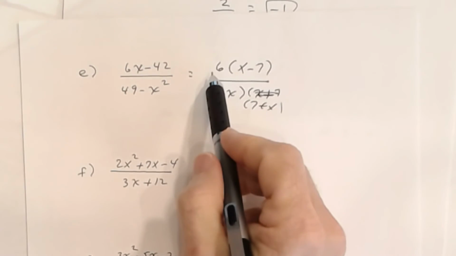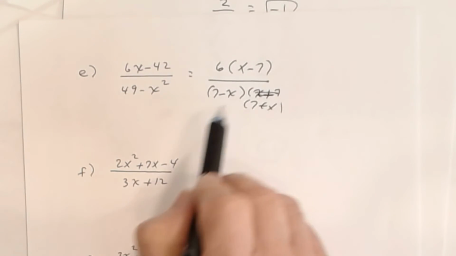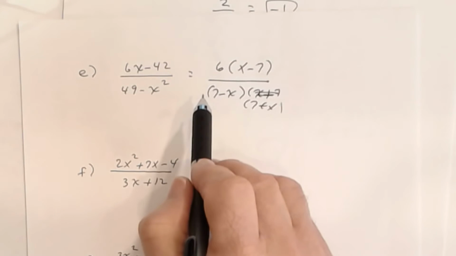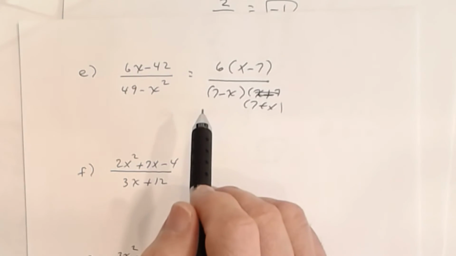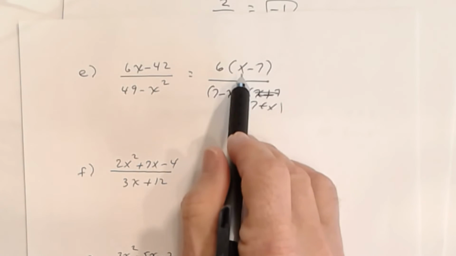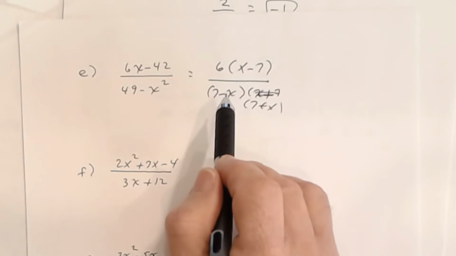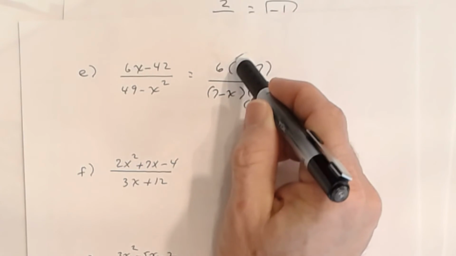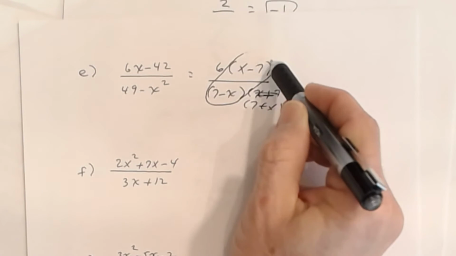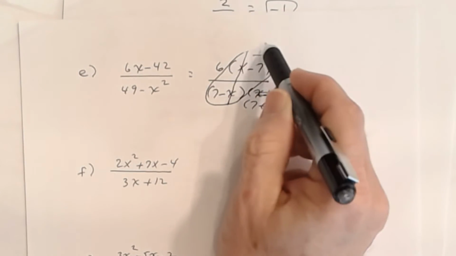Now, reduce any common factors. I see a 6, there's no 6 down here. I see an x minus 7, there's no x minus 7 down here, but do y'all see any opposites? What is the opposite of x minus 7? The opposite of x is negative x. The opposite of negative 7 is positive 7. So these are opposites. So that means that when you divide them out, you get negative 1.